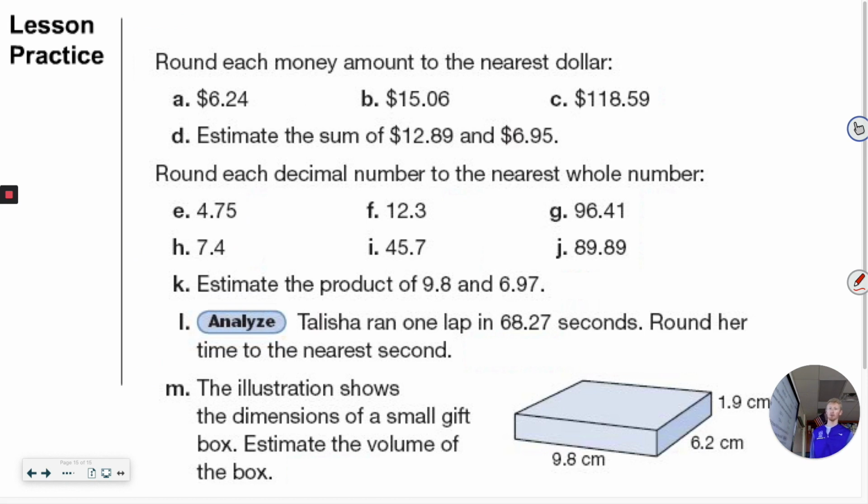All right, this is what your lesson practice looks like. Here you're rounding to the nearest dollar. Here you're rounding to the nearest whole number. And here you're estimating products. All right, this is all part of your assignment. Remember, look directly to the right of that decimal. Don't really concern yourselves with the next number. You're just looking at the one right next to the decimal on the right side to complete these and to accurately round them.